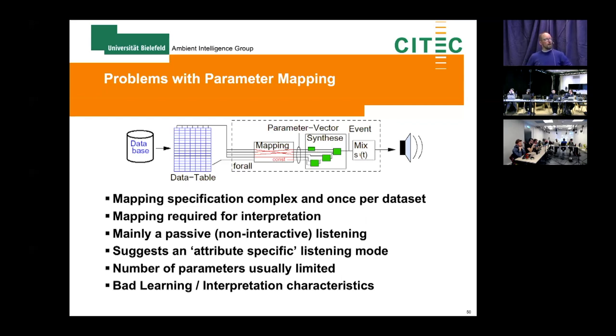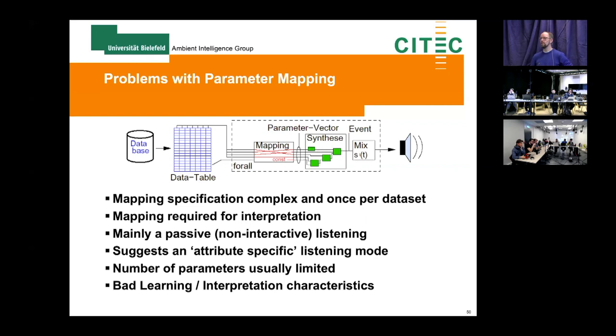And mapping implies a mainly passive, non-interactive listening. That means basically a data set is mapped to a soundtrack, and then you listen to the soundtrack as a music track. So your role as the listener, as consumer of the sonification, is a little bit passive normally if you apply it to data sets. And it is more an attribute-specific listening mode.